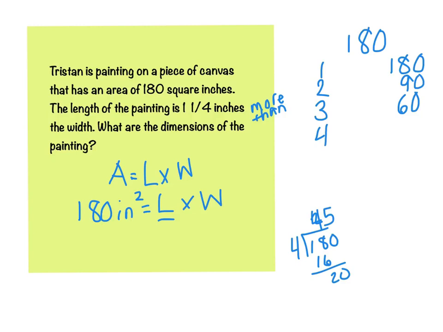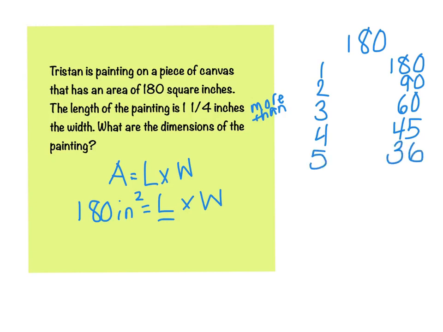4 and 45. 5 is going to go into it. 5 and 36. 6 will go into it because 2 and 3 both already went into it. 6 and 30. Not 7. Not 8. 9 and 20.